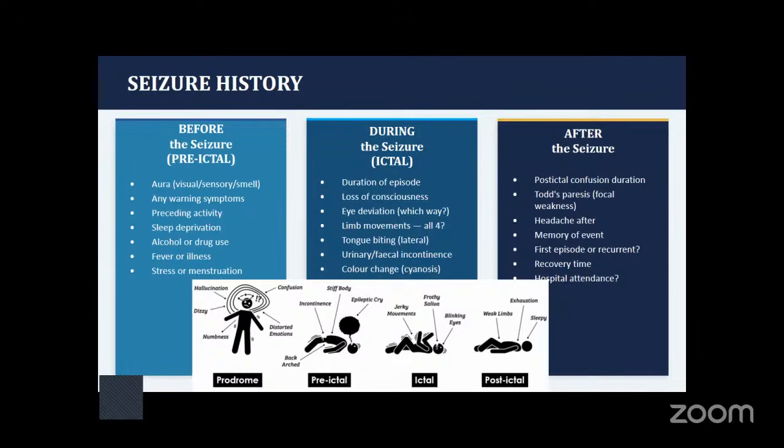Deprivation, patients who say that their seizure or episode of convulsion is associated with certain events such as alcohol, drug use, recent fevers or illnesses, stress, or certain periods of the month during menstruation in females.